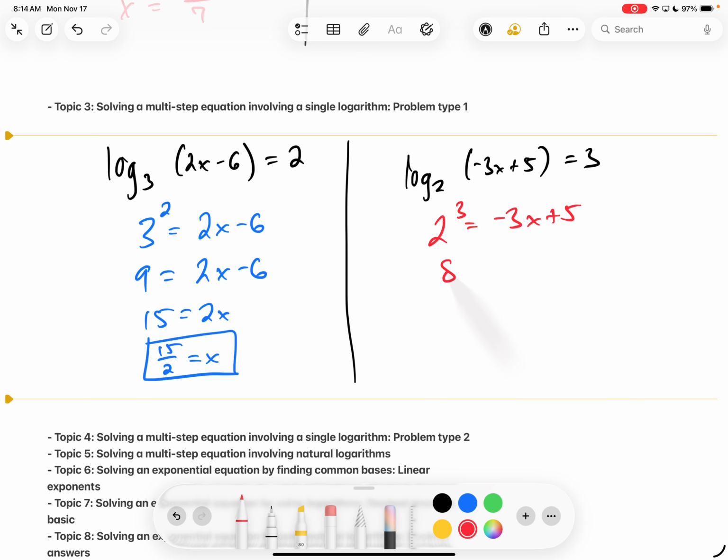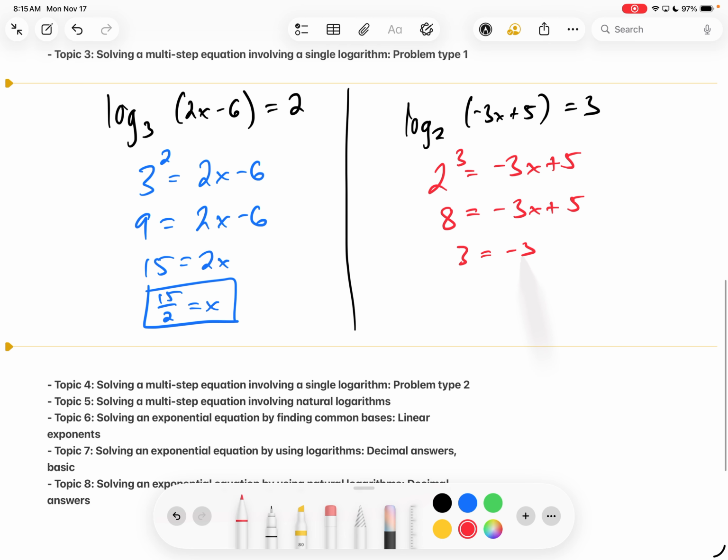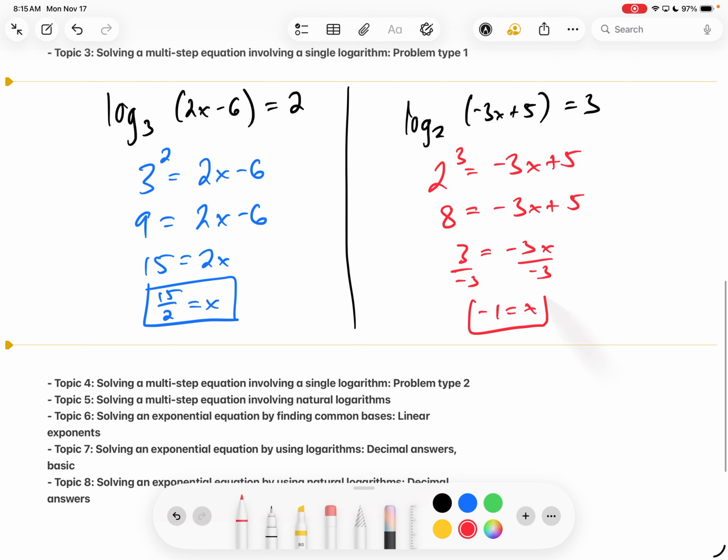So 2 cubed would be 8, negative 3x plus 5. Subtract 5 would be 3. Divide by negative 3, and I get negative 1 equals x. That doesn't seem right. Yeah, it is.